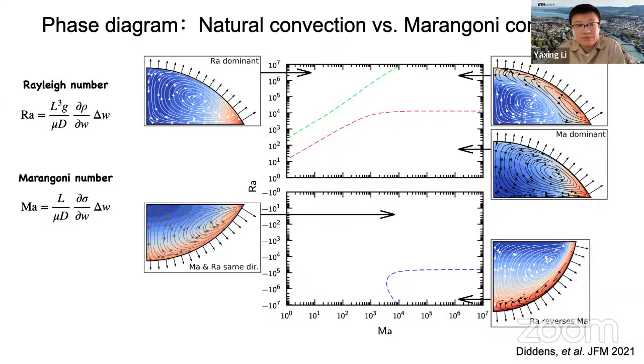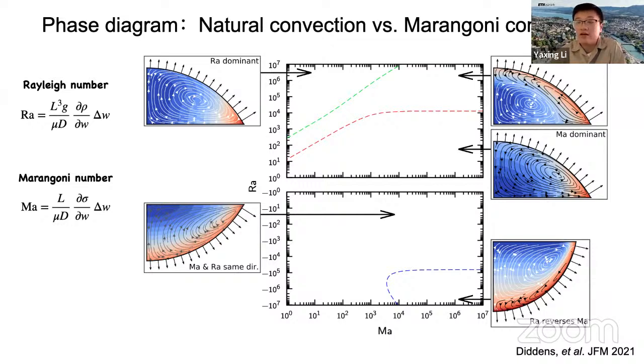And in this case, we use the Rayleigh number to quantify the natural convection, and we use the Marangoni number to quantify the Marangoni convection. And you can see this typical phase diagram. We have many different phases. We have a Rayleigh dominant phase, we have a competing phase, we also have a Marangoni dominating phase. And the system is so complicated. This is just one typical phase diagram with this certain contact angle.